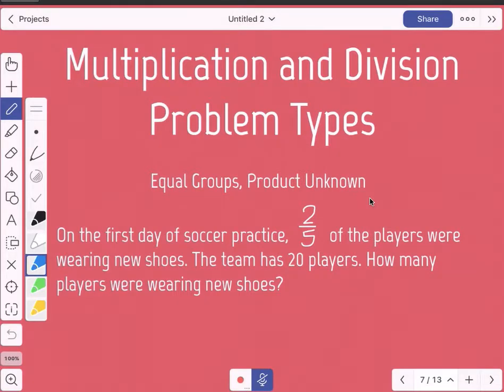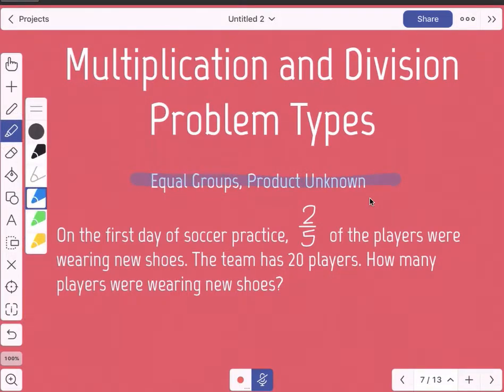We're doing division and multiplication problem types, and the first problem type is equal groups with the product unknown, meaning you know how many groups you have, you know how big those groups are, but you're finding the total amount. This is that basic multiplication problem that you started solving in late 2nd grade or beginning of 3rd grade. So here's an example of one. On the first day of soccer practice, 2/5 of the players were wearing new shoes. The team has 20 players, so how many players were wearing new shoes?